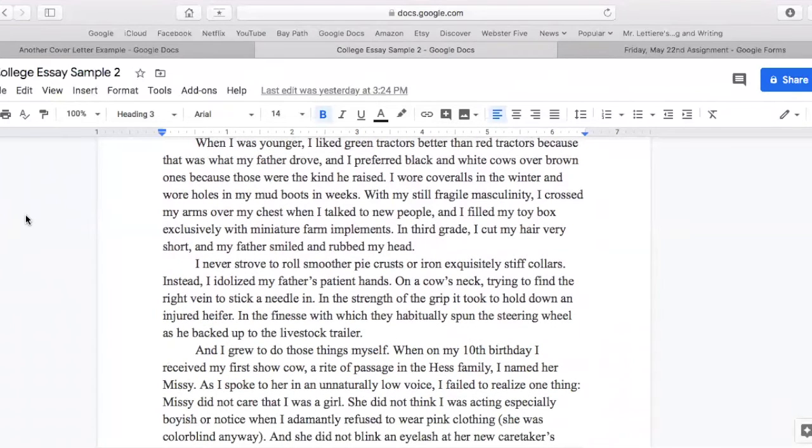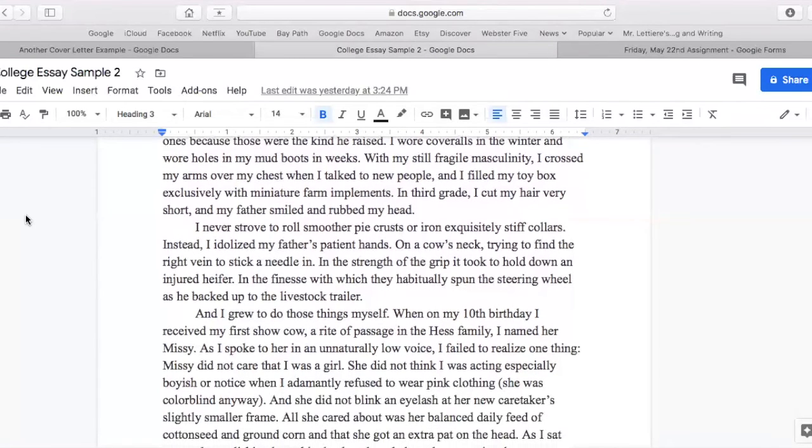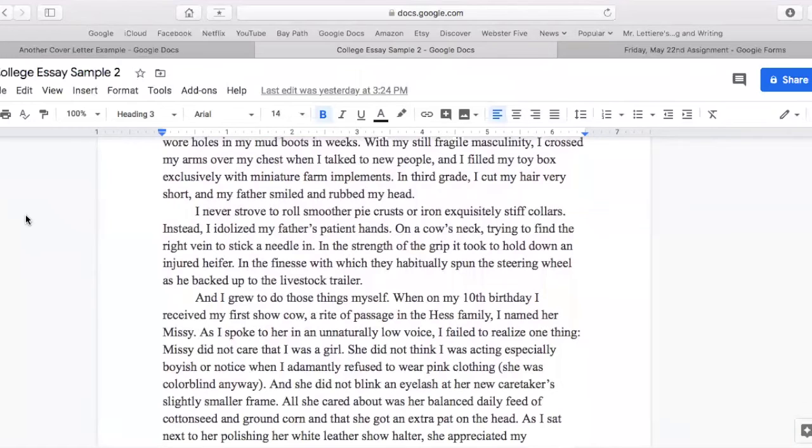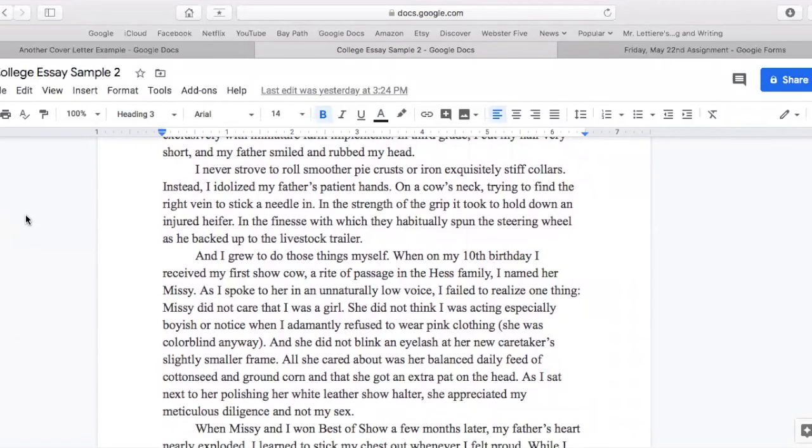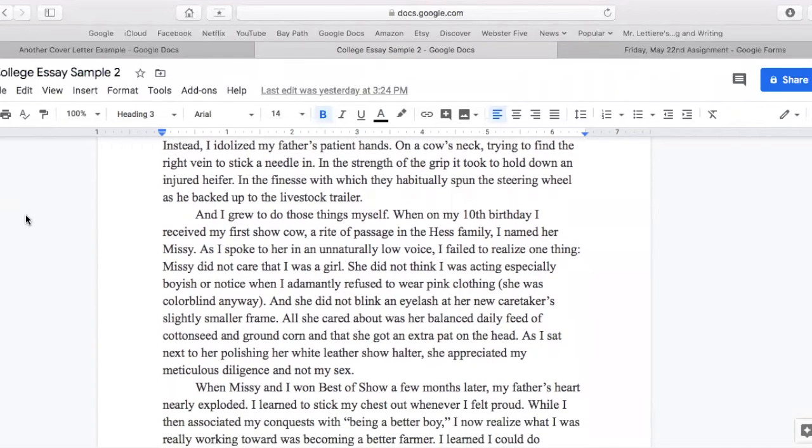In 3rd grade, I cut my hair very short, and my father smiled and rubbed my head. I never strove to roll smoother pie crusts or iron exquisitely stiff collars. Instead, I idolized my father's patient hands on a cow's neck, trying to find the right vein to stick the needle in, and the strength of the grip it took to hold down an injured heifer, and the finesse with which he habitually spun the steering wheel as he backed up to the livestock trailer, and I grew to do things myself.